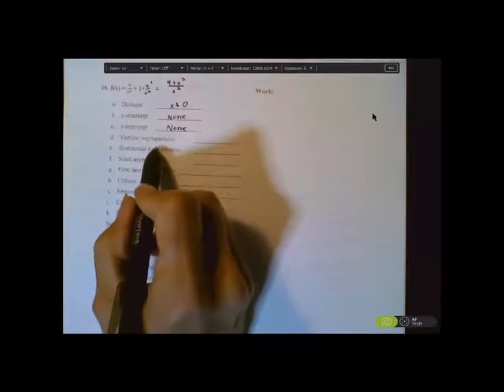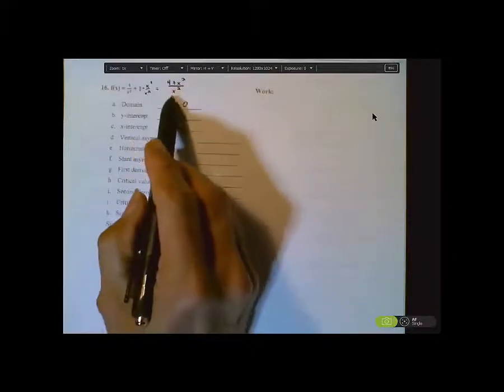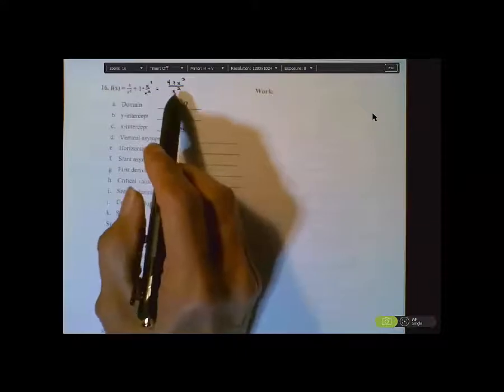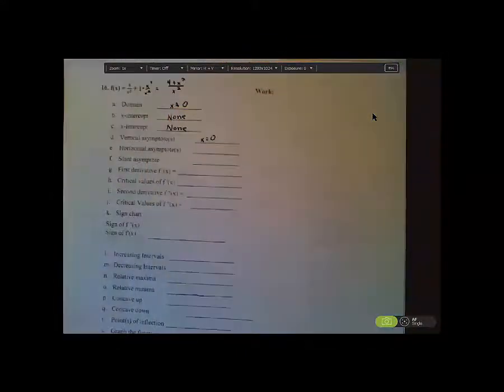Vertical asymptotes are going to be what makes the function undefined or what makes the denominator 0. We've already said 0 makes the denominator 0. So x equals 0 is your vertical asymptote. Again, write it as an equation, not just a number.